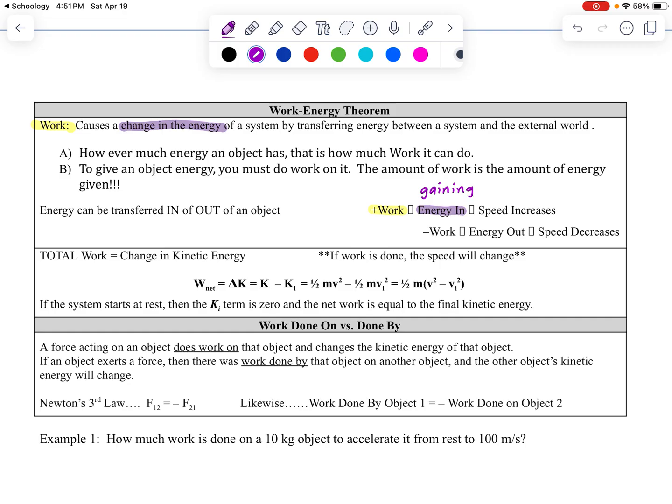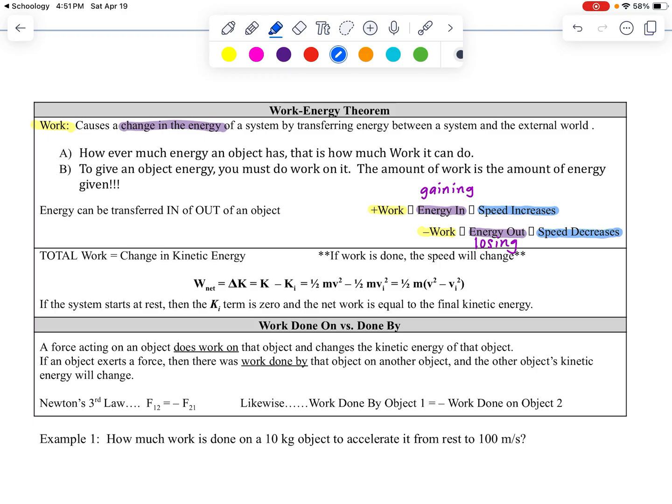You can think about that as gaining energy, right? And so you can see that the speed increases. Let's use blue for speed, for velocity. So your speed is going to go up. If you do negative work, energy is being released, or the object is losing energy. And so your speed is actually decreasing, right? It's losing speed. It's not going to go as fast, okay?